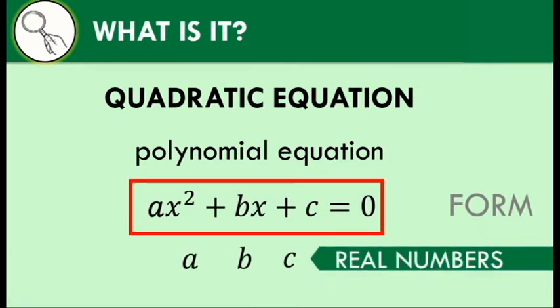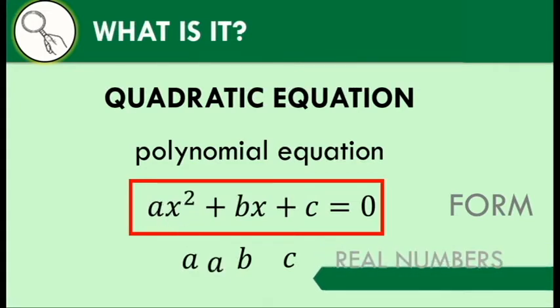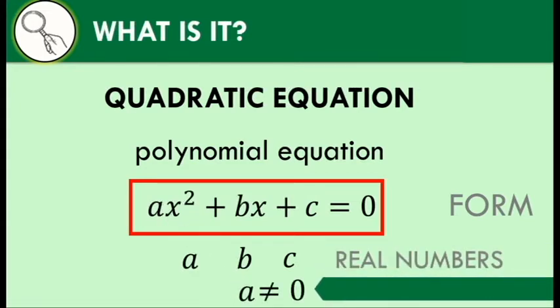Take note, a, b, and c are real numbers. These are numerical coefficients of the different parts of our quadratic equations. Letter c, by the way, is the constant. And another thing that you need to remember, that in this quadratic equation, the value of our a must not be equal to 0. Okay.